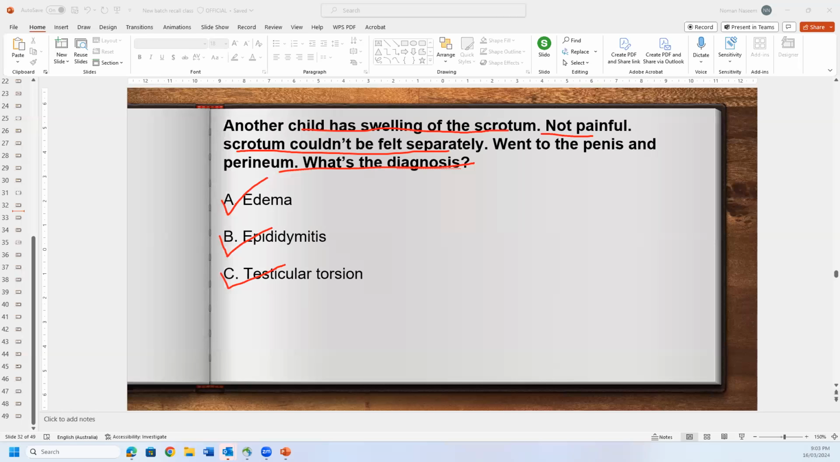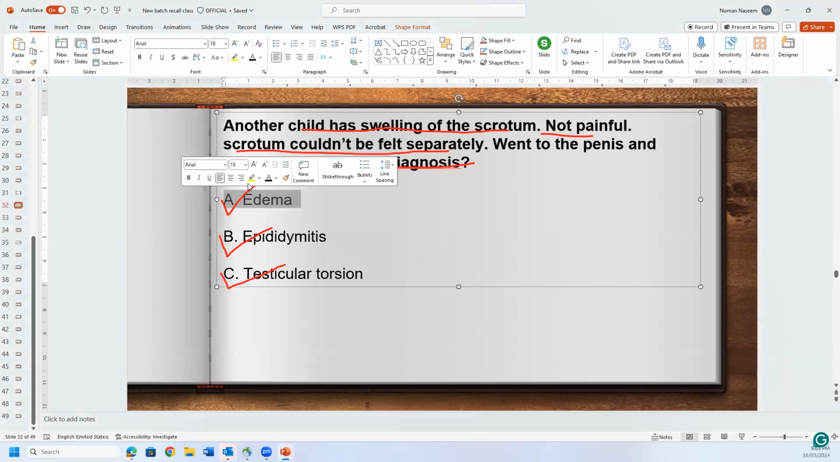One of the signs that we look for is the cremasteric reflex being absent. Also, the testes are usually in the vertical position, but they are lying in the horizontal position. Or they change color as well if it's more than 6 hours. So let's have a look over here. This is idiopathic scrotal edema.